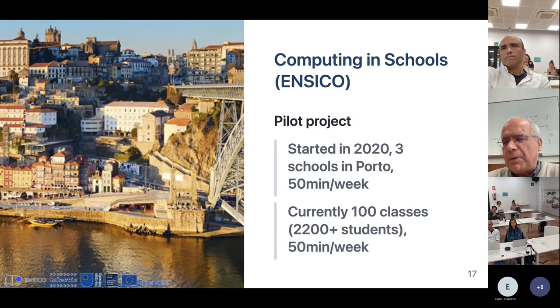We started in 2020 with just three schools in Porto, and currently it's a lot more. We have a lot of experience, and we are gathering this experience and learning with it, and trying to improve our approach.